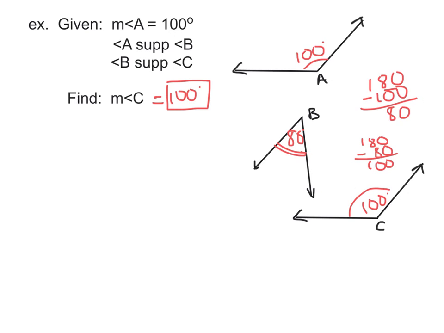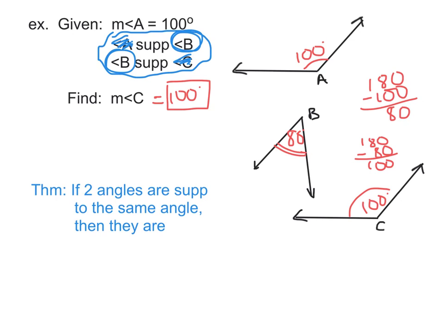So again, without the diagram this time, let's just focus in right here. Okay, if two angles, and by two angles I mean A and C, if they are supplementary to the same exact angle, then they have to be congruent. Okay, and there's our theorem. If two angles are supplementary to the same angle, then they are congruent.